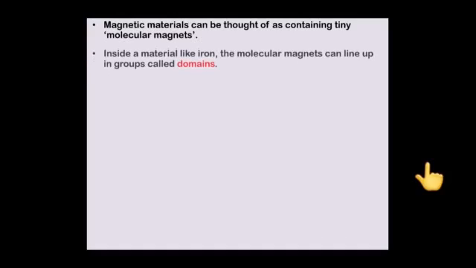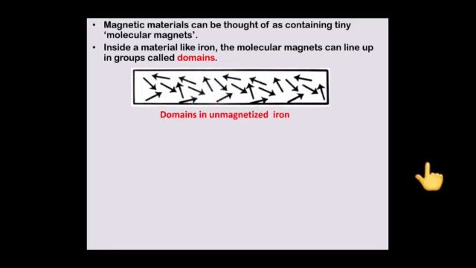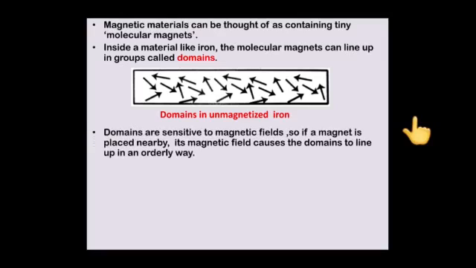By this theory, magnetic materials can be thought of as containing tiny molecular magnets. For example, inside a material like iron, the molecular magnets can line up in groups called domains. The diagram shows the molecular magnet arrangement inside an unmagnetized iron. You can notice that the domains are randomly arranged, that is, they are disordered. These domains are sensitive to magnetic fields.